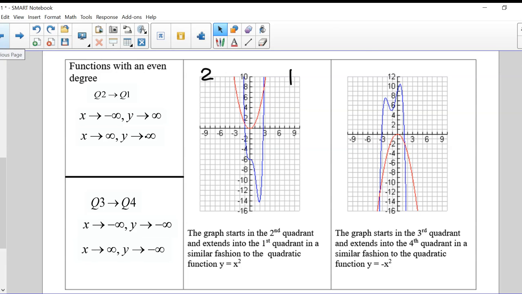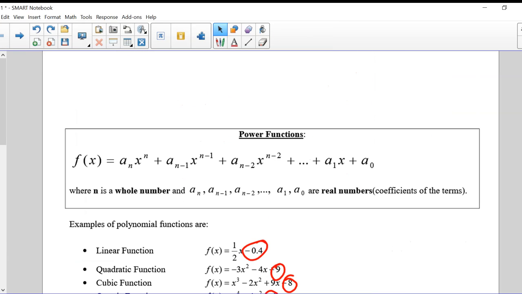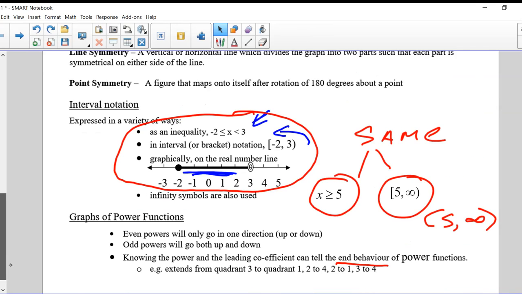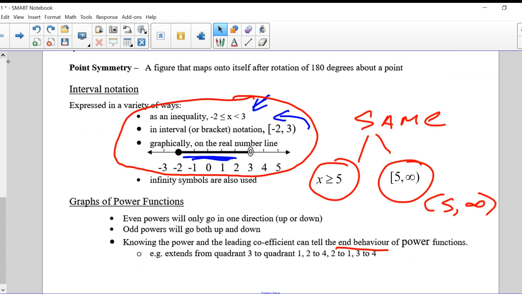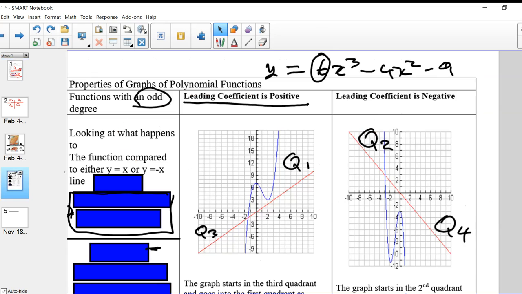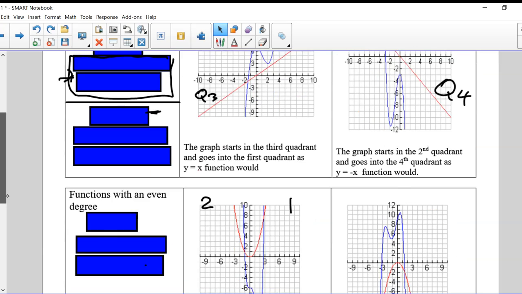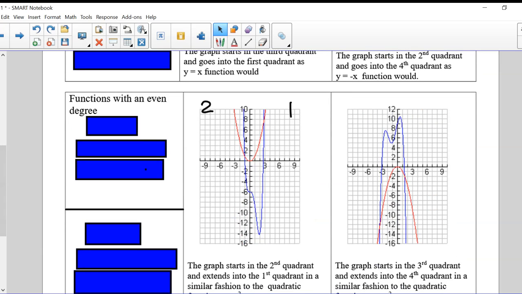Let me take you back to the first page now, which is going to make much more sense now. Let's come down here. Even powers will only go in one direction, up or down. What does that mean? Let me show you. Even powers, the even number ones, they either both go up or they both go down. That's what I mean by one direction. Both ends are pointing up or both ends are pointing down if it's an even number.